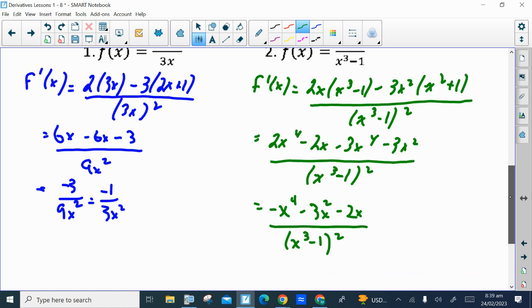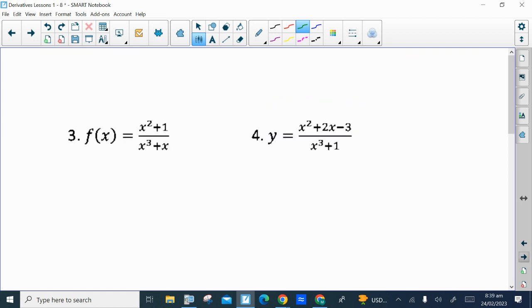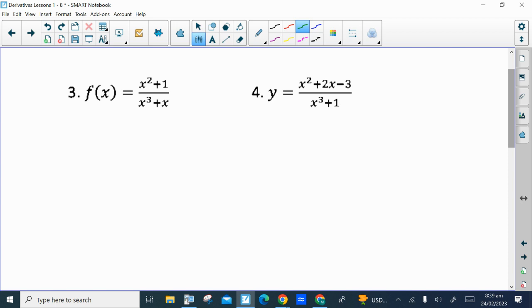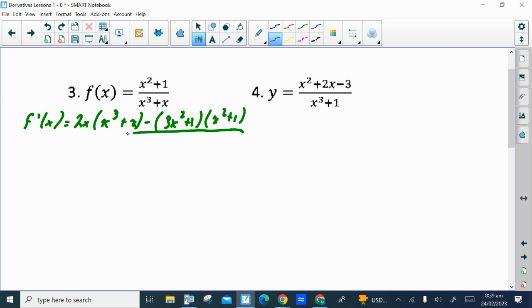Okay? Number 3. We'll do this using the quotient rule. Once again, derivative of the top times the bottom minus the derivative of the bottom, which is a binomial in this case, 3x squared plus 1 times the top, x squared plus 1, all over the bottom squared.